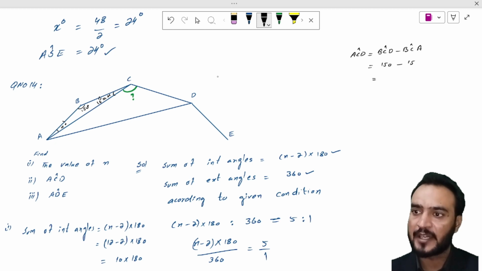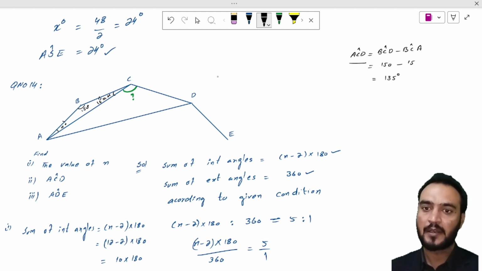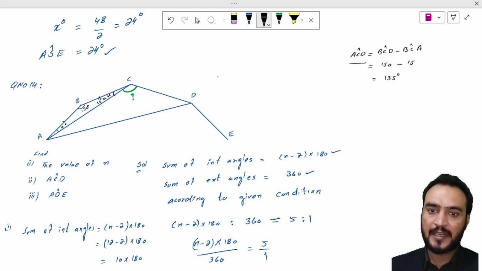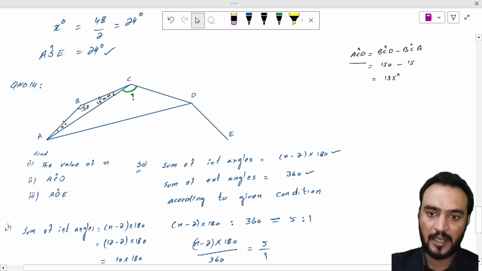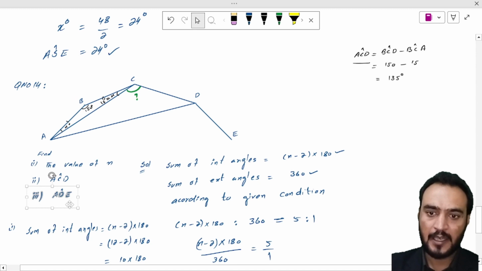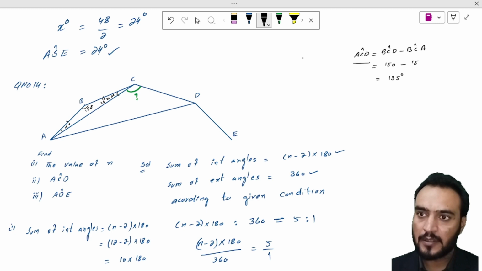So subtracting 15 degrees from 150, we get the angle which is equal to 135 degrees, which is the angle ACD, and which was required in the second part of this question. So hence we have found the angle ACD. Now we will find the angle that is required in the third part here, angle ADE. So this is the angle which is now required, angle ADE.